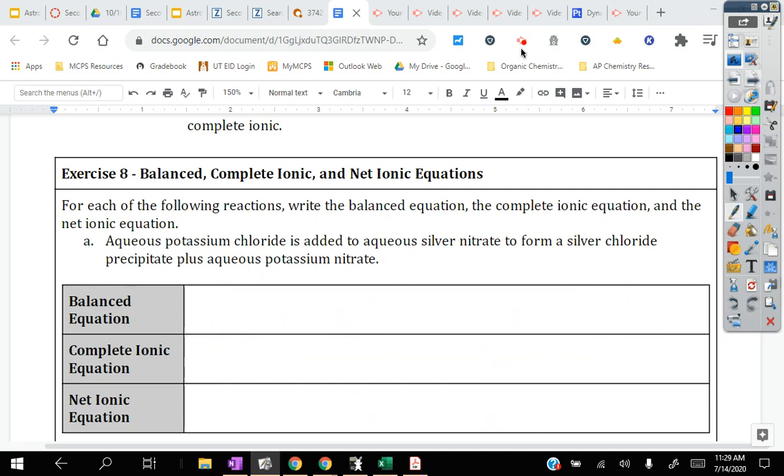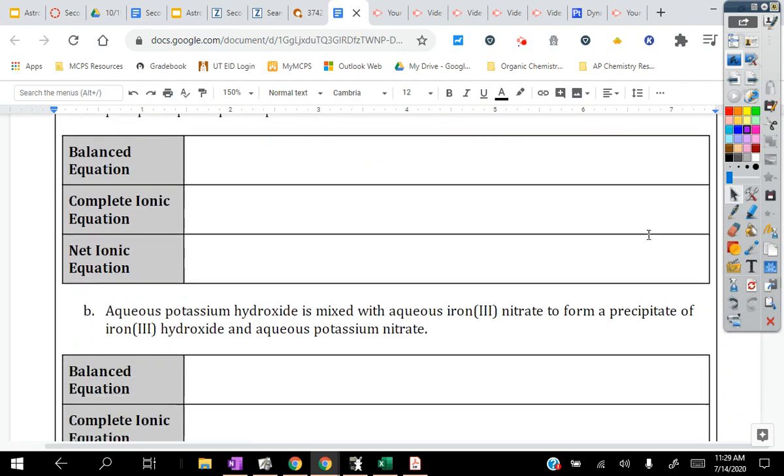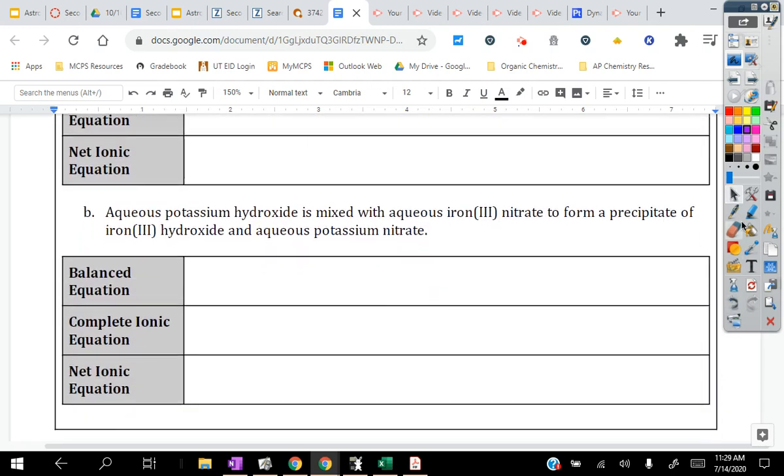Okay, let's do a time check. All right, let's do one more example, and then we'll have you try some on your own. So I like that color scheme.